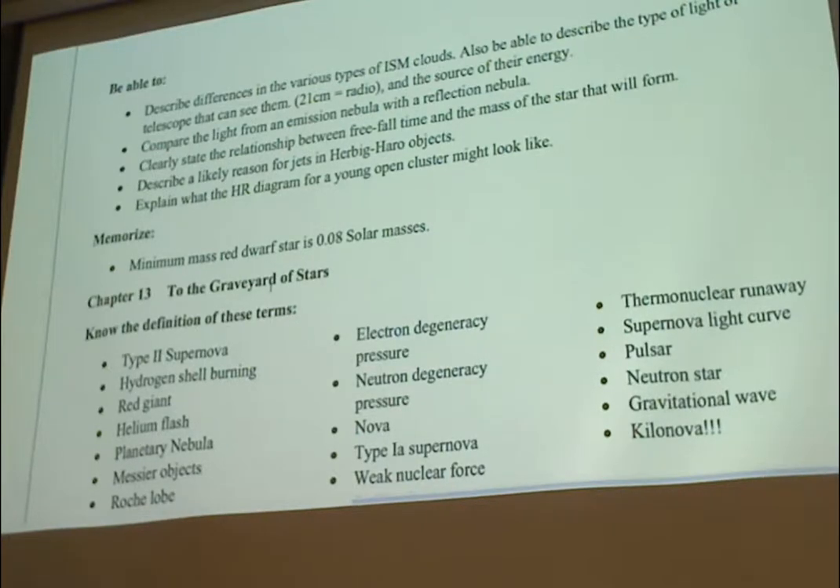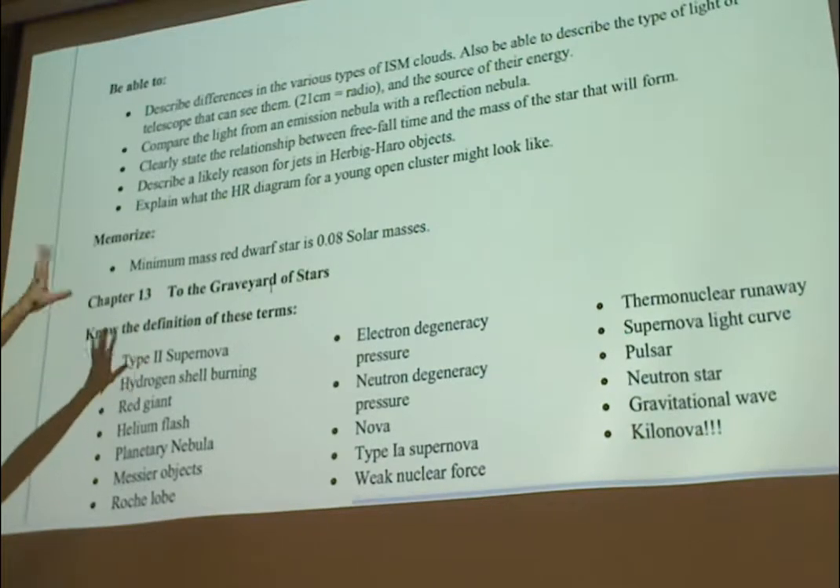What's special about them? They're incredibly hot, like a million Kelvin. What kind of light do they radiate as a result of that? X-ray light, right? That's X-rays coming out of that, okay? I already told you that, okay. Compare the light from emission versus reflection. I just said that, right?